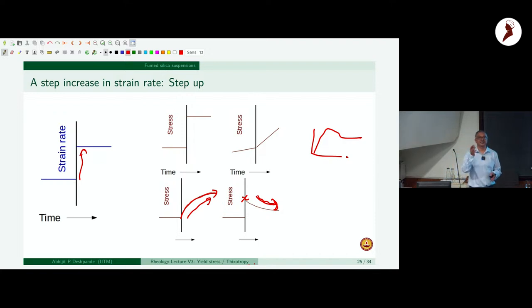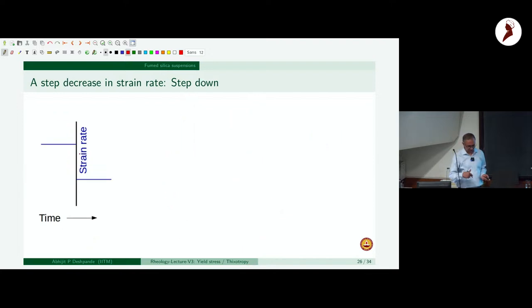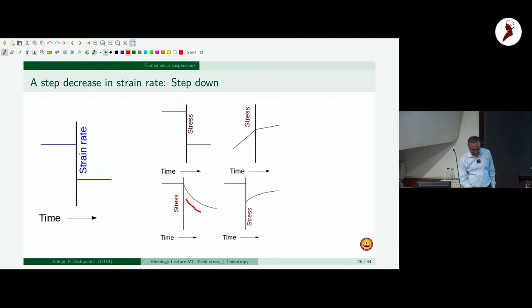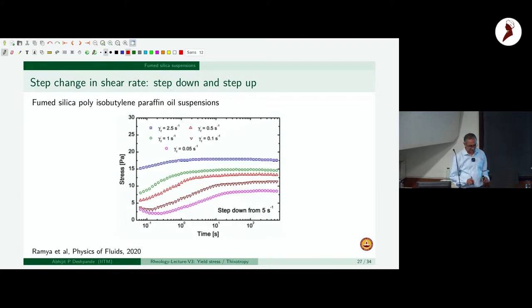So that step up that we did was from zero to some finite value. But you can do the same thing between two steady state values. And similarly, you can do a step down experiment. And again, what you see is there is a decrease for a viscoelastic system, and there is an increase for a perfectly thixotropic system.